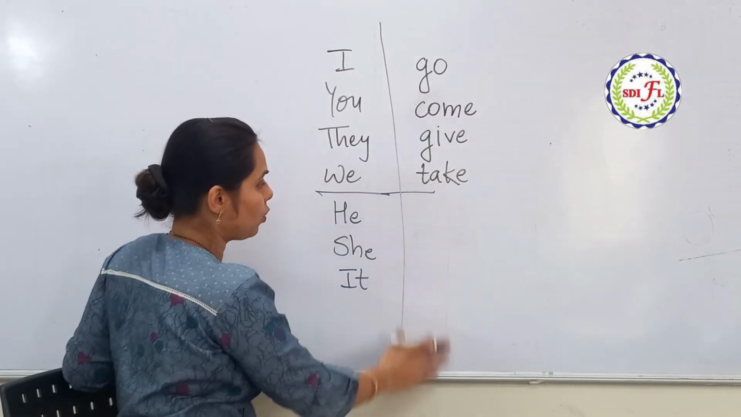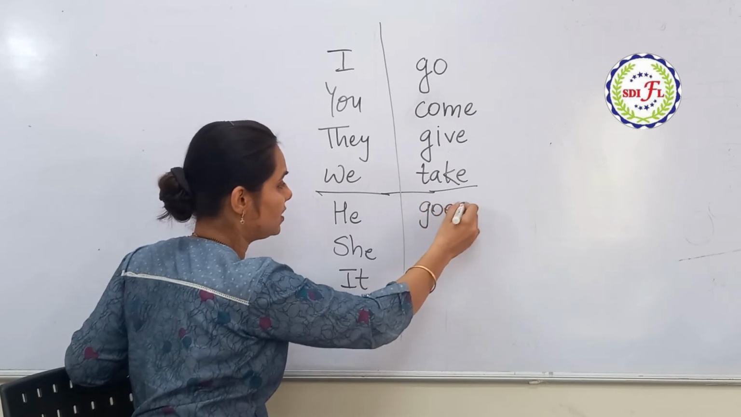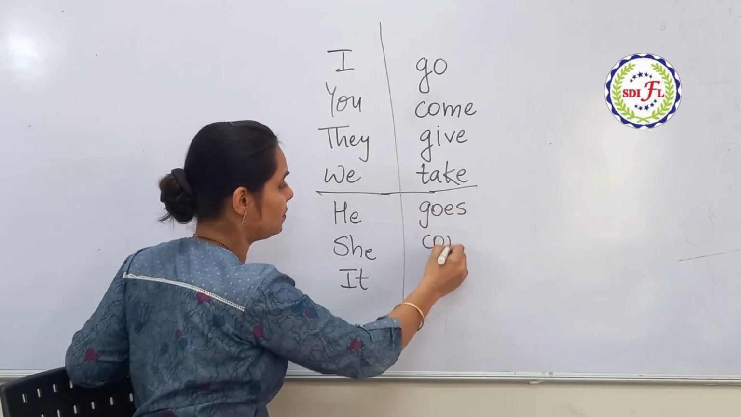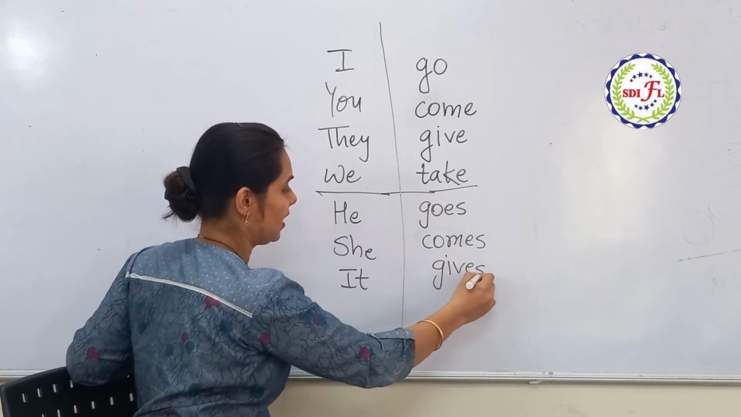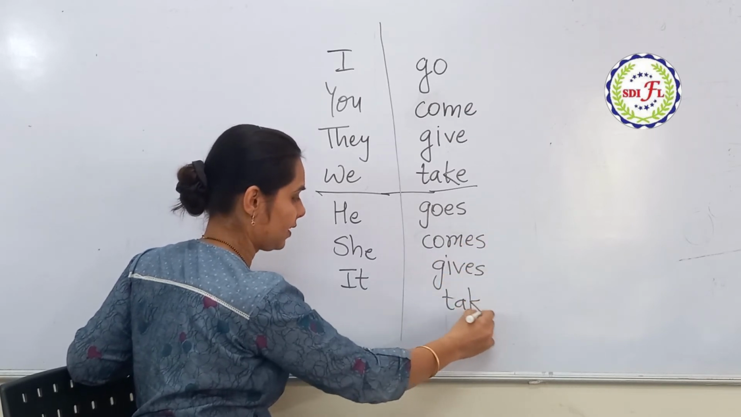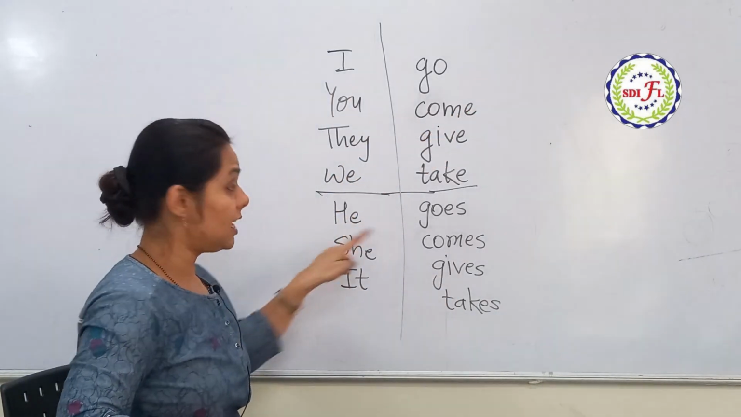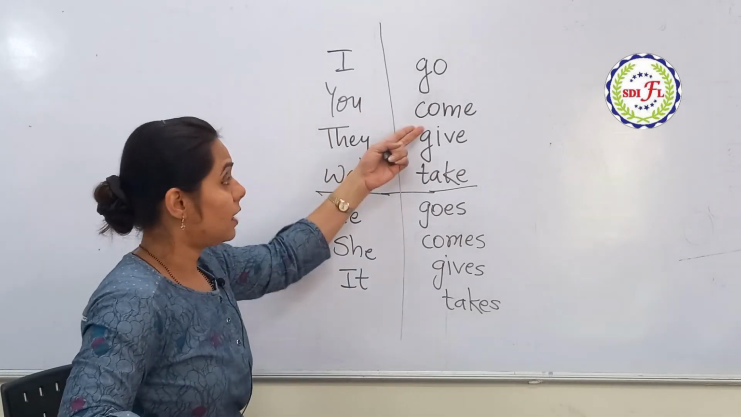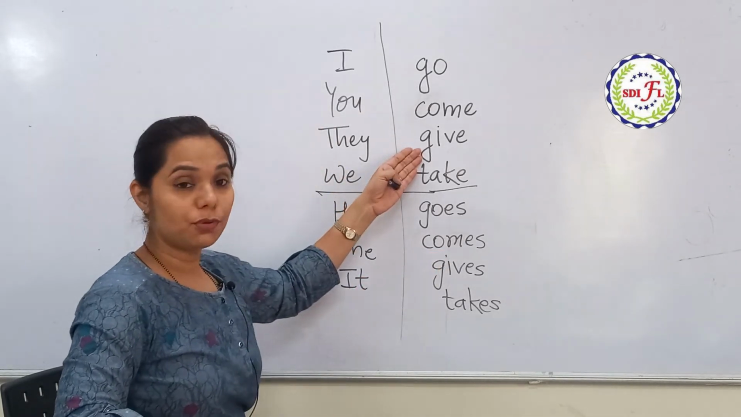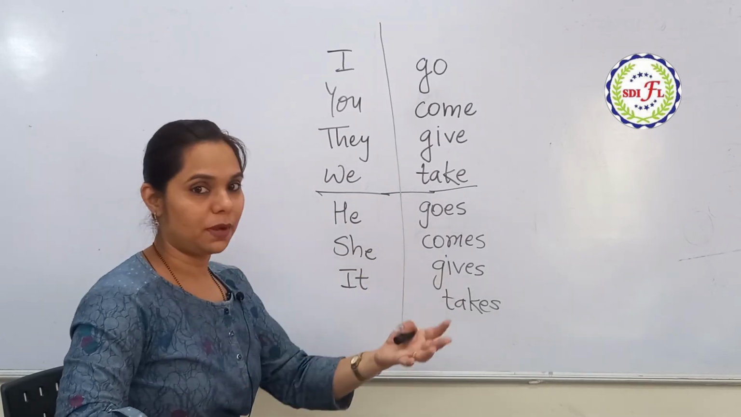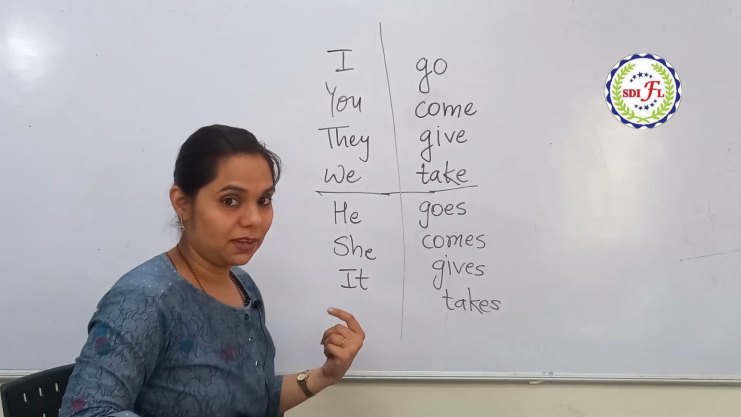But when you talk about all this, it will be goes, comes, gives and takes. So I go to market, but he goes to market. I come to school, but he comes to school. I give you money, but he gives you money. I take the money, he takes the money.